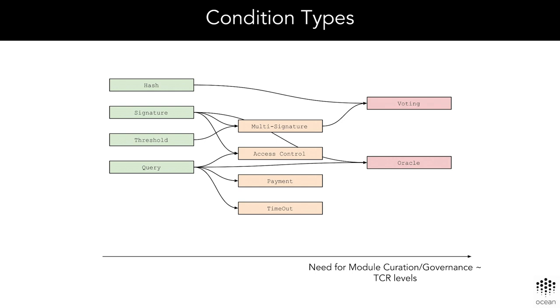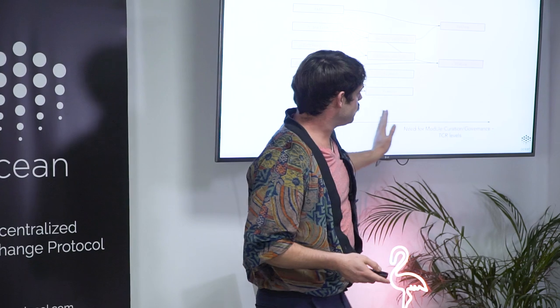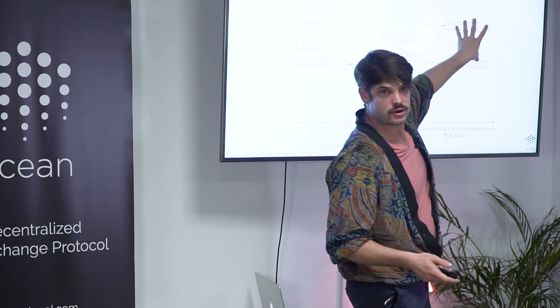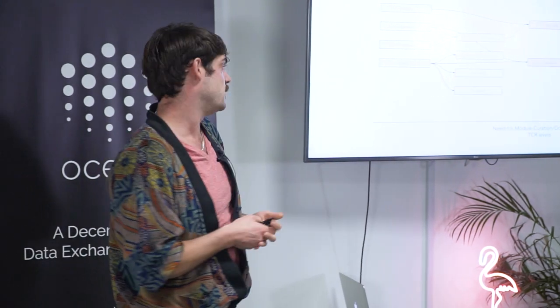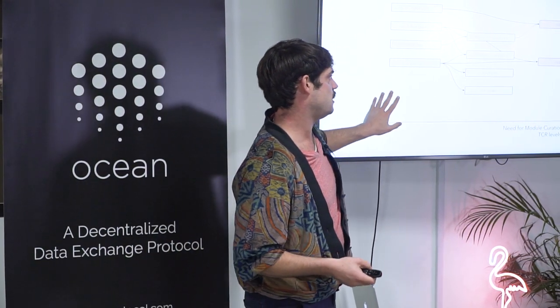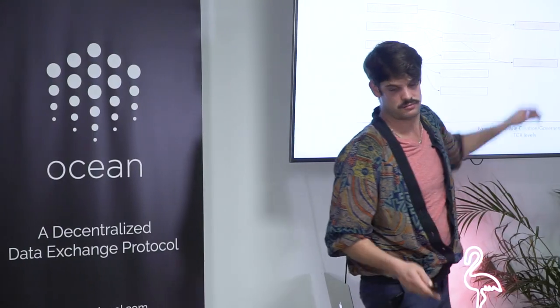What we did is we took a few basic cryptographic primitives and we started combining them into more complex compound things that are useful for data services, like access control, multisig, payments, timeouts, and that you can combine into voting scenarios, into oracles, etc. The more you go to this, the more complex it becomes, the more difficult it becomes to execute and to make flawless. At this site, you're kind of safe. At this site, you need more audits.